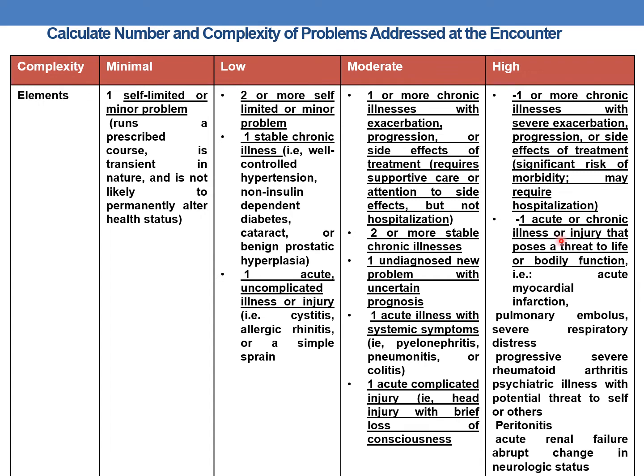Next is one acute or chronic illness or injury that poses a threat to life or bodily functions. Examples: acute myocardial infarction, pulmonary embolus, severe respiratory distress, progressive rheumatoid arthritis, psychiatric illness with potential threat to self or others, and peritonitis. The next is acute renal failure or any abrupt change in neurological status. All these problems lead to high complexity. By this we complete the number and complexity of problems addressed at the encounter and the various scenarios which lead to minimal, low, moderate, and high complexities.